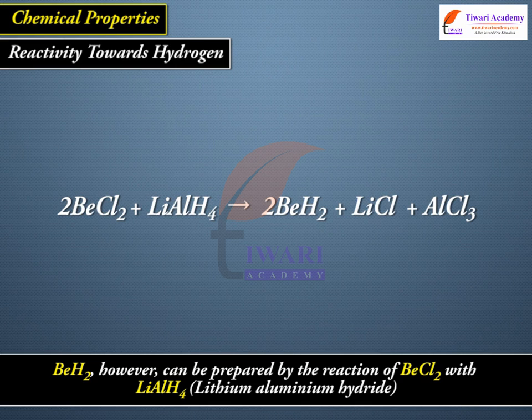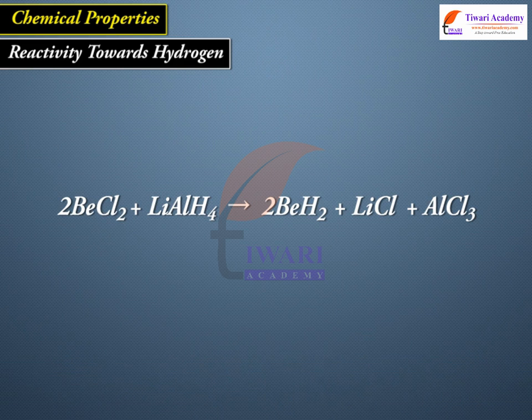BeH2, however, can be prepared by the reaction of BeCl2 with LiAlH4, lithium aluminium hydride. 2BeCl2 + LiAlH4 gives 2BeH2 + LiCl + AlCl3.